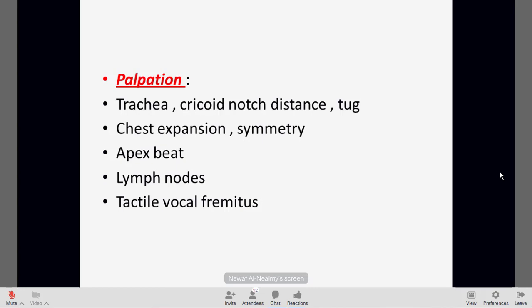Third is for the apex beat. Fourth is for the lymph nodes. The fifth one is the tactile vocal parameters. In fact, this step has been replaced by vocal resonance in auscultation.